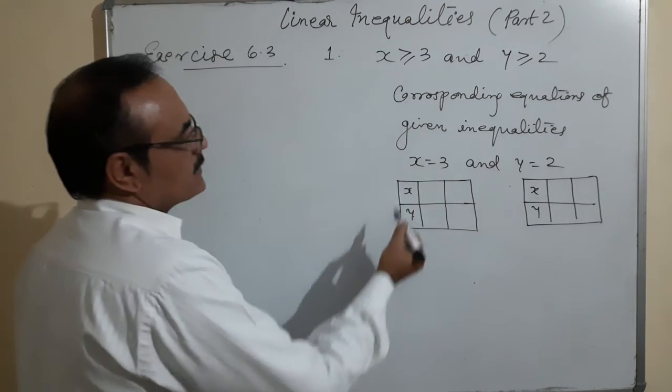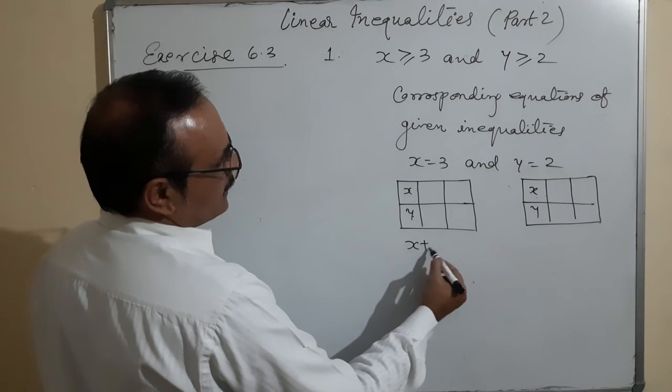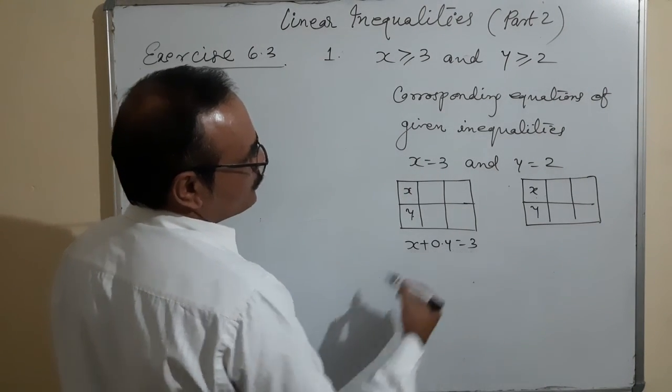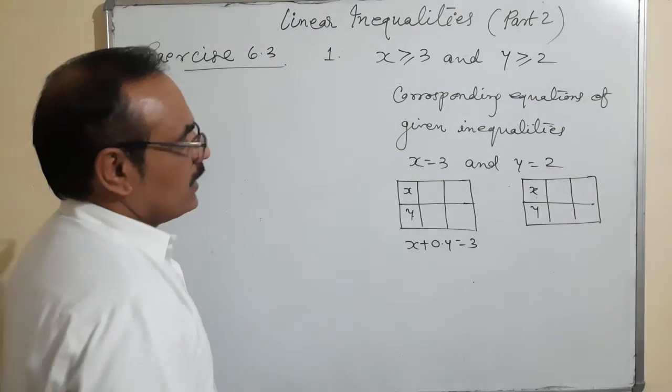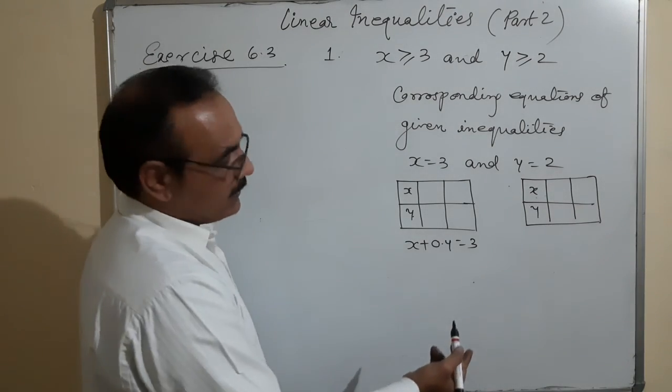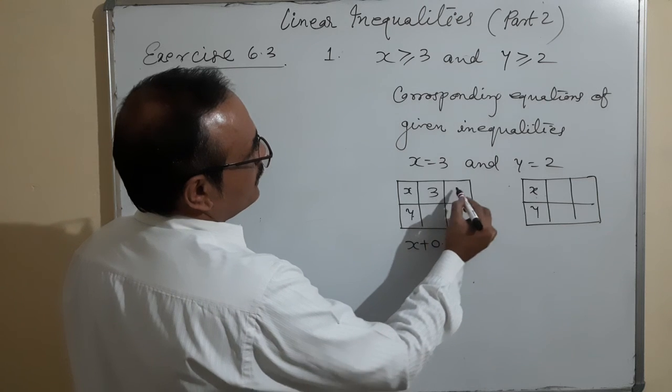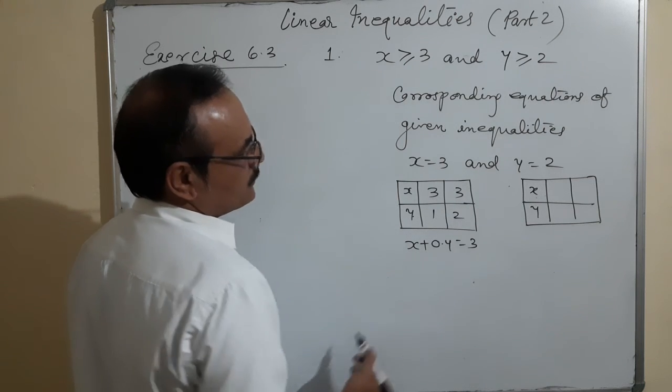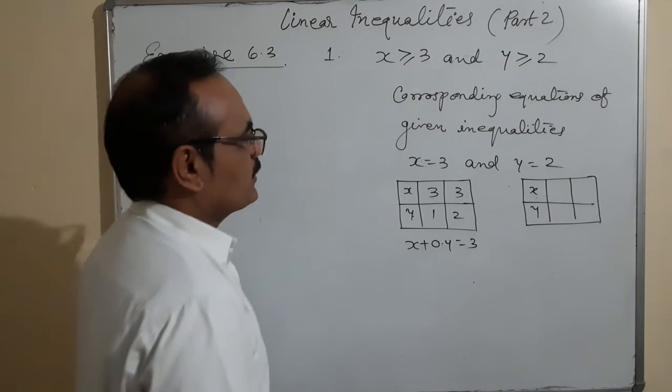Okay. Now let us see here. This is x is equal to 3. x plus 0 multiplied by y is equal to 3. May I write it? Okay. We can put the value of y anything. x is equal to fixed, 3, 3. Here I can put 1 and 2, minus 1 and minus 2, whatever you want.